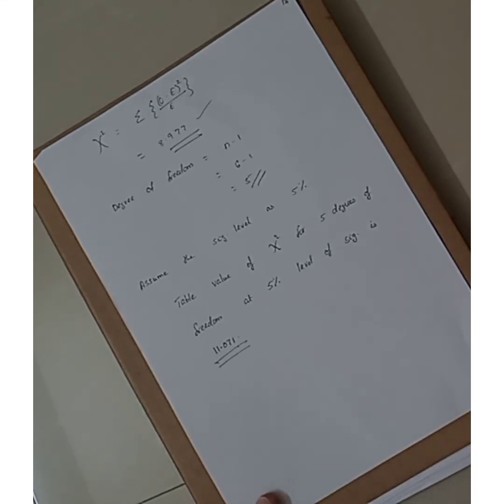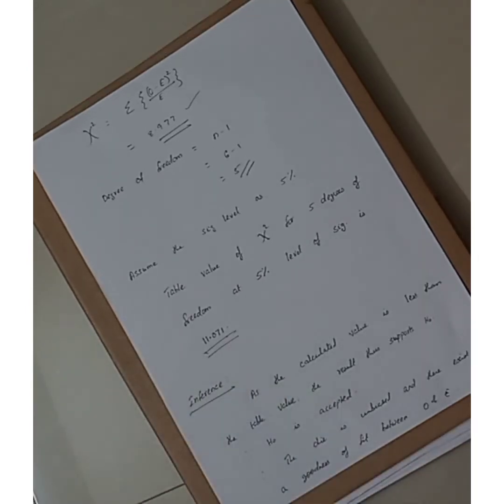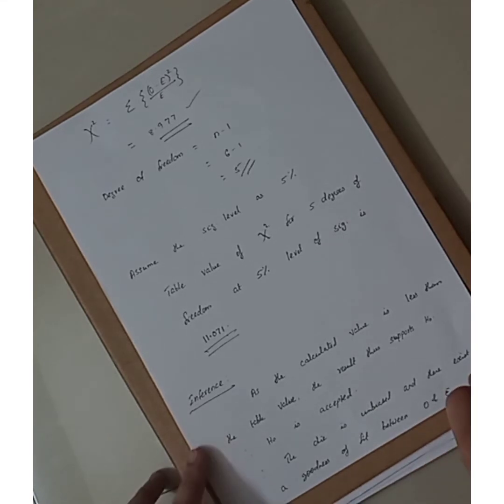So we will finally write the inference. So finally we can write our inference like this. As the calculated value is less than the table value, the result thus supports H0 and H0 is accepted. Therefore the die is unbiased and there exists a goodness of fit between observed frequency and expected frequency. This is our final inference.